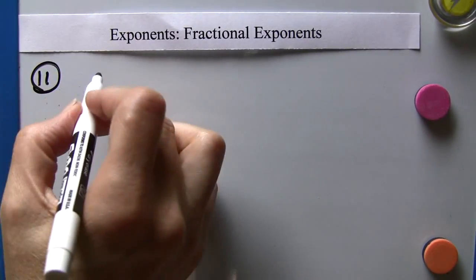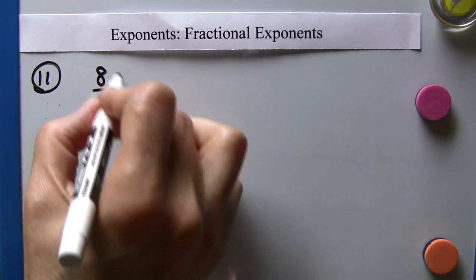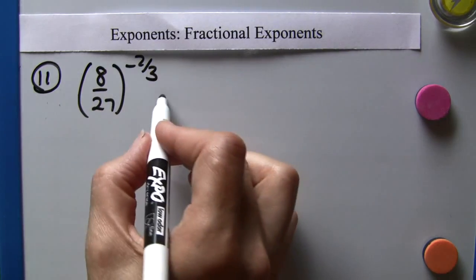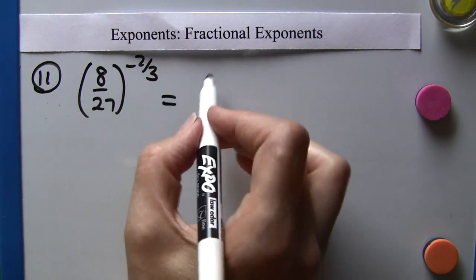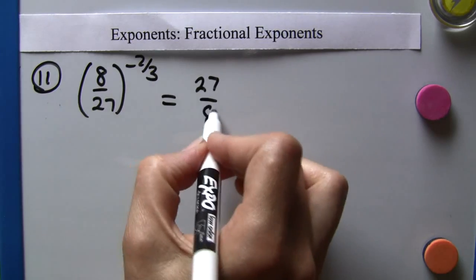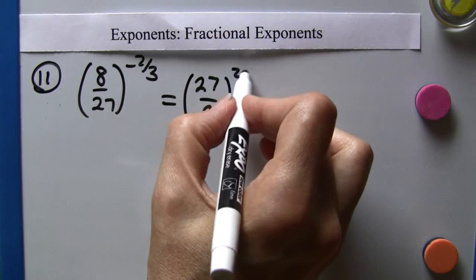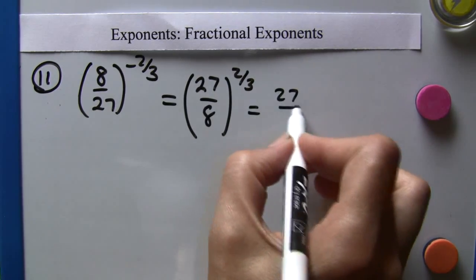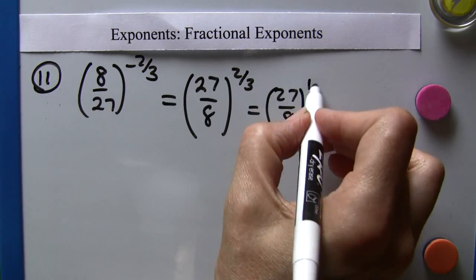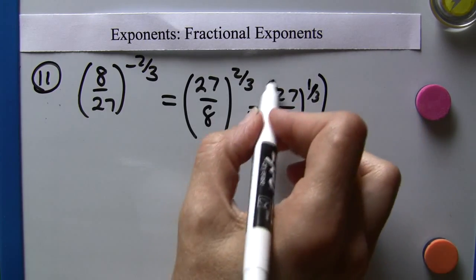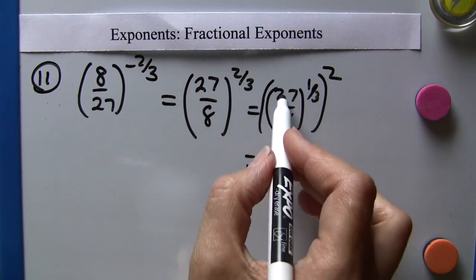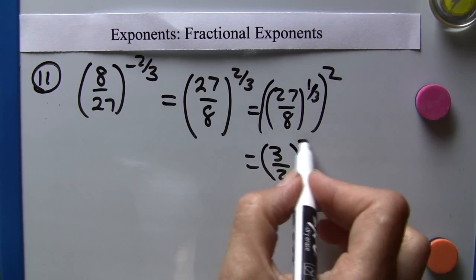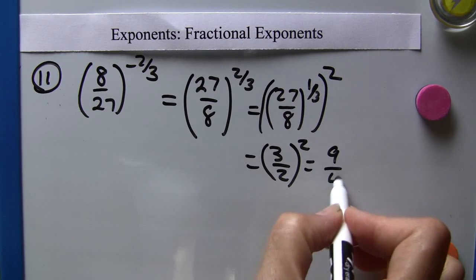And 11, we have 8 over 27 raised to the negative 2/3. Okay, a negative exponent here. This means we're just going to flip this fraction. We can go 27 over 8 raised to the 2/3. That clears that negative sign. Now we'll take 27 over 8 to the 1/3 squared. Well, let's see, the cube root of 27 is 3, the cube root of 8 is 2, squared, this turns into 9/4.